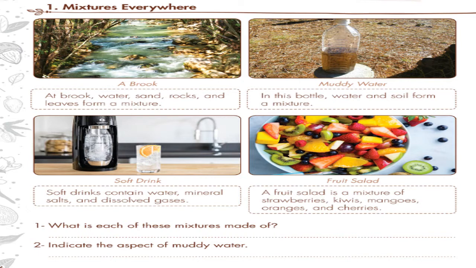In the first picture, we can see a brook. Do you remember the brook? It's smaller than the river. The brook contains water, sand, rocks, and leaves fallen from the trees. So this means that in the brook we have a mixture of these materials.